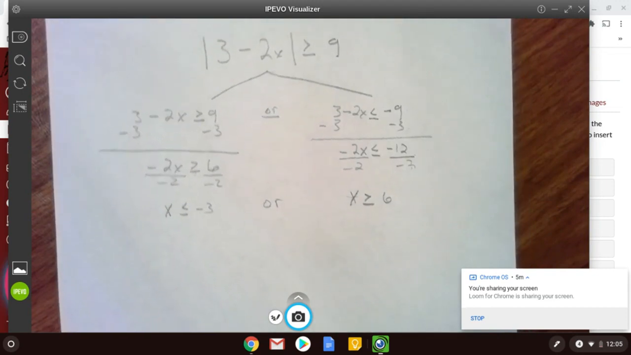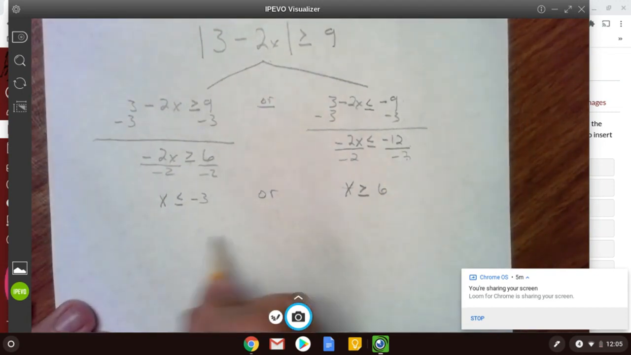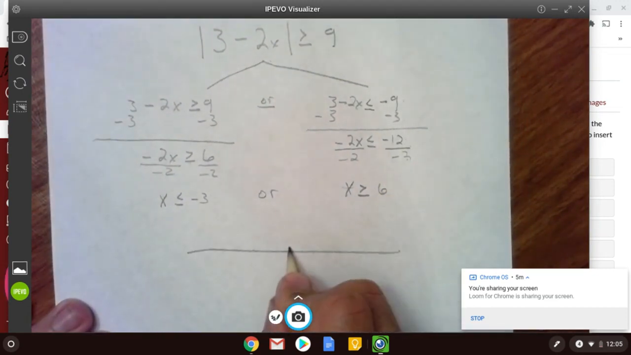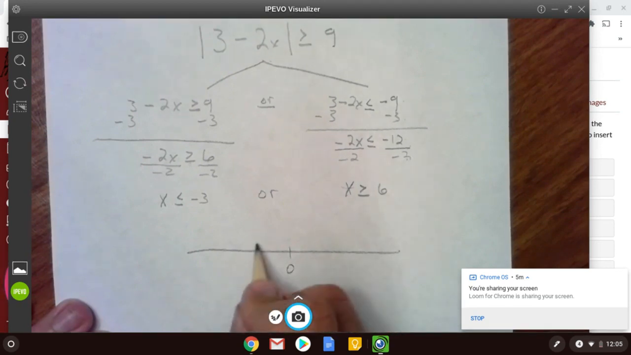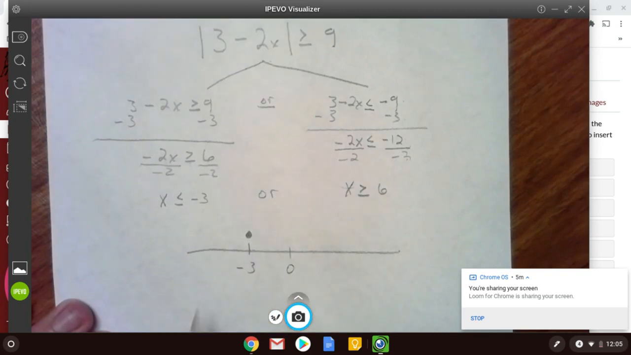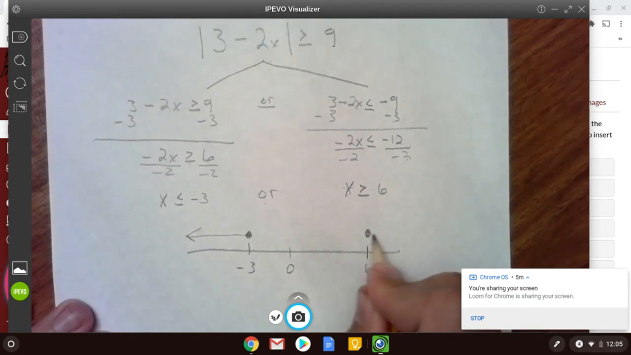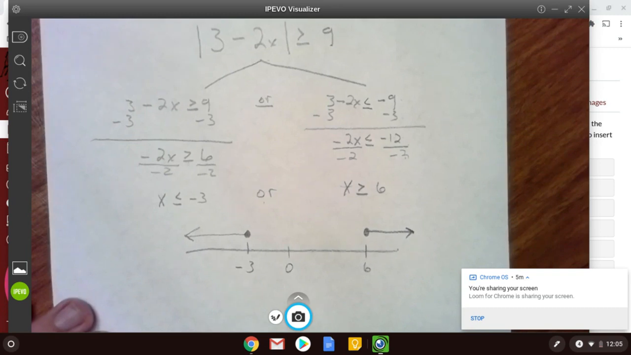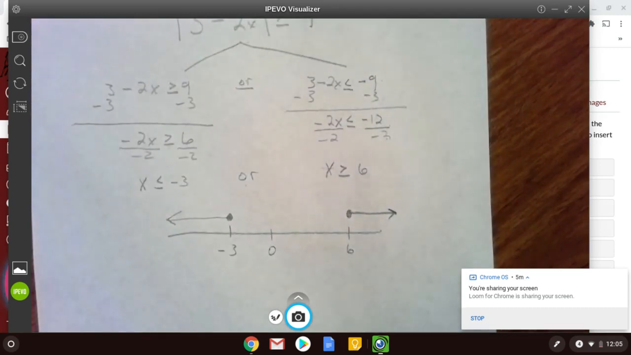So we've got an or statement again. There's 0. We're going to have a closed dot at negative 3 and less than negative 3. We're also going to count numbers that are greater than or equal to 6. So a closed dot at 6 going to the right.